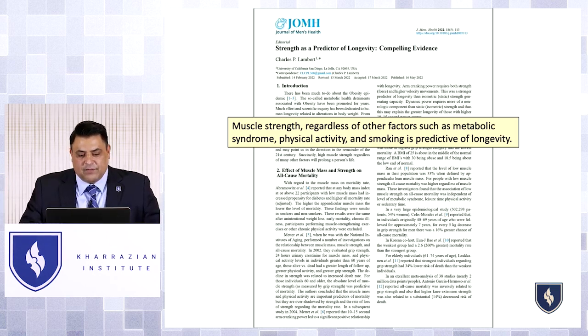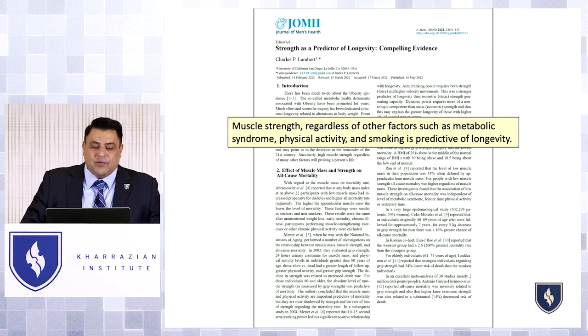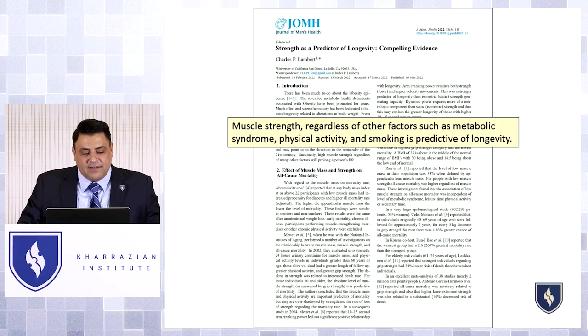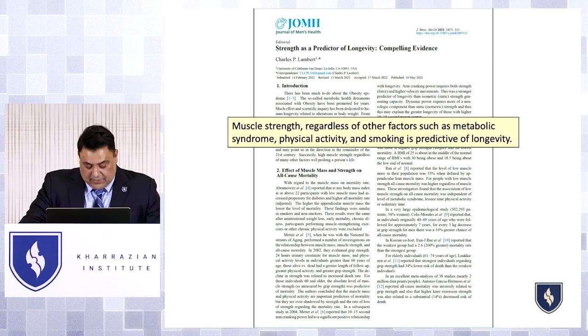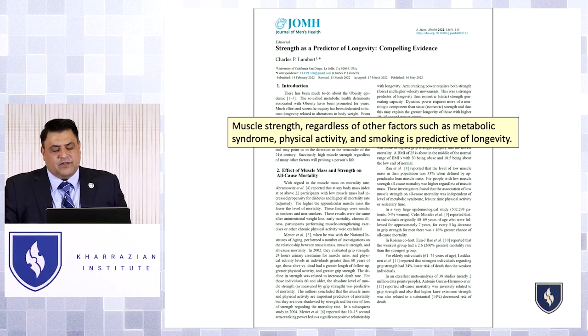Muscle strength, regardless of other factors such as metabolic syndrome, physical activity, and smoking, is predictive of longevity. So the more muscle strength they have, unrelated to if they're a smoker, or they have obesity with metabolic syndrome, is the key factor. And even if they're not physically active, the muscle strength itself is a key factor and predictor of longevity. So the other thing is you want to make sure you have muscle mass. You want to make sure you do things that are challenging to your muscular system.